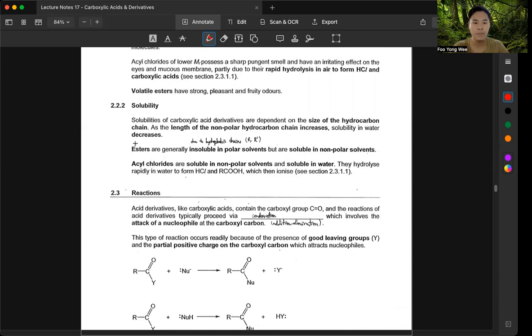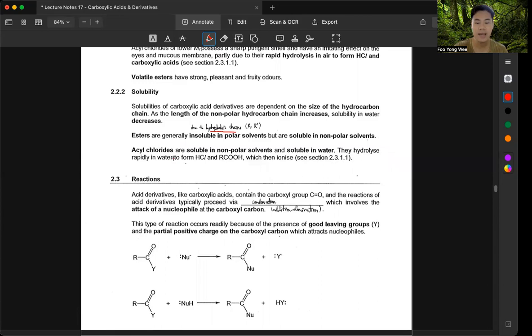Now, the solubility of carboxylic acid derivatives is dependent on the size of the hydrocarbon chain. So if you increase the length of the non-polar hydrocarbon chain, because of the increased hydrophobic hydrocarbon chain, the solubility will decrease because the interactions between the molecules and water will decrease. The strength of interactions will be weaker. So of course, it will be less soluble. Esters in general do not dissolve in polar solvent, but they are soluble in non-polar solvent like oil.